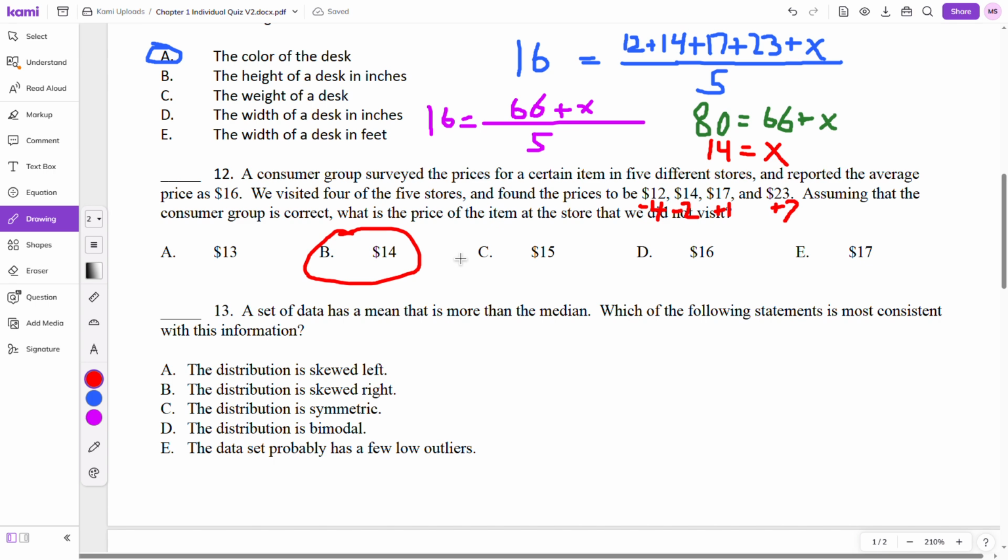Just pause the video and rewind it and play that again until that makes sense to you. You might have to listen to that a couple times. But it's called like balanced average. So that's how I did it. I don't have time to go any more into that. So number 13. A set of data has a mean that is more than the median. All right. Which of the following statements is most consistent? Well, if you got the one correct up top, you would now know that if the mean is more, that means it's skewed right.